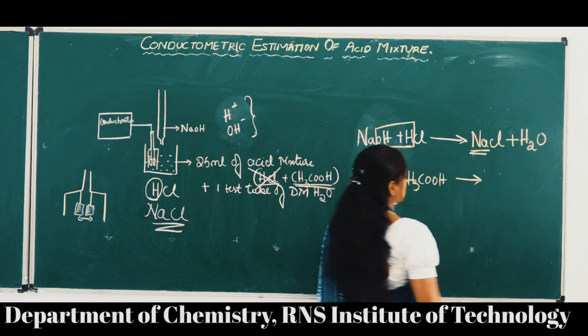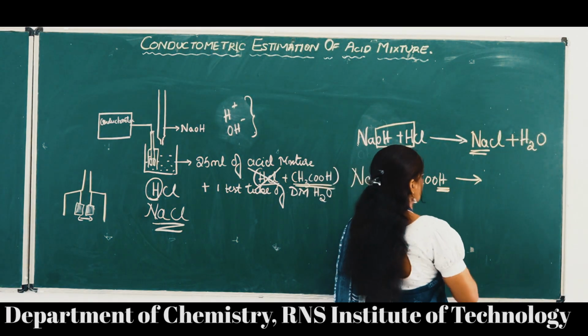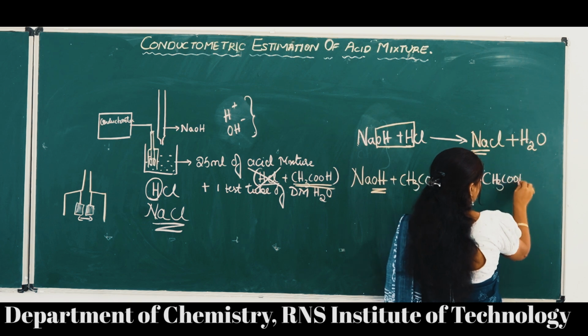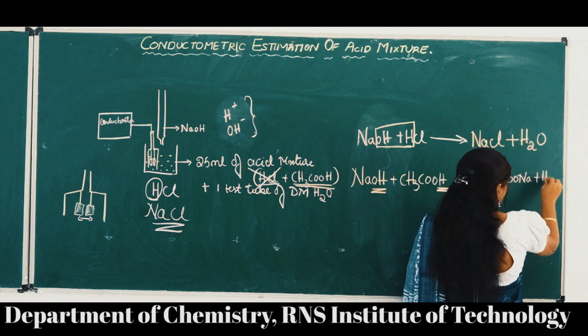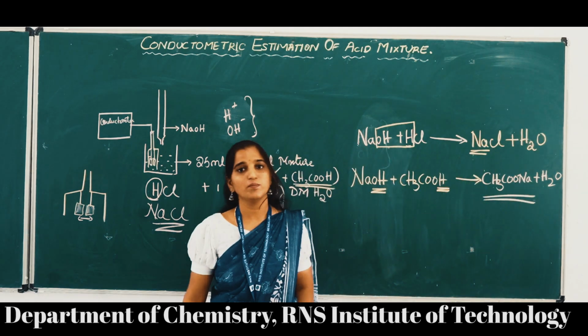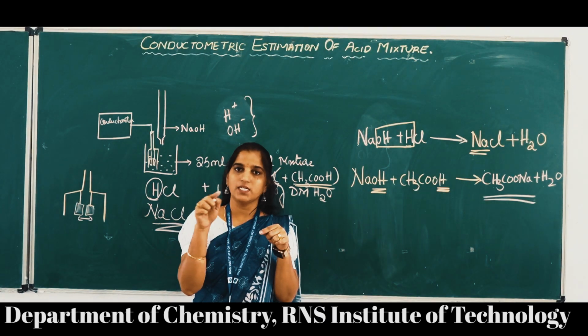During the neutralization, same thing, what happens here? The OH minus ions combine with the H plus ions and are removed as a water molecule. In the beaker, there will be a formation of sodium acetate. So, sodium acetate will be formed. This sodium acetate is a good electrolyte. Because of that, there will be a slight increase in the conductance.